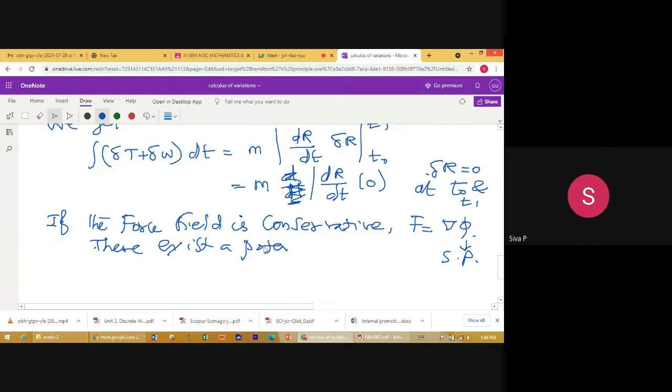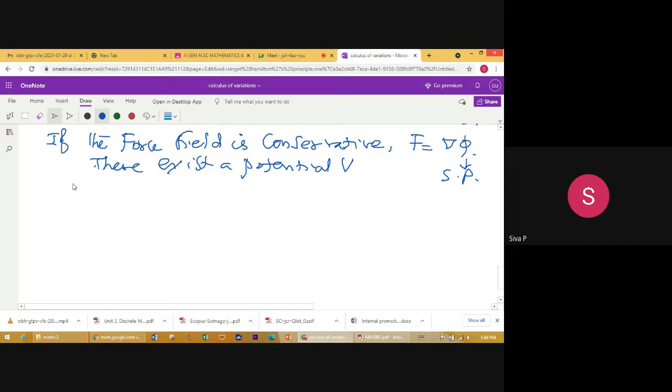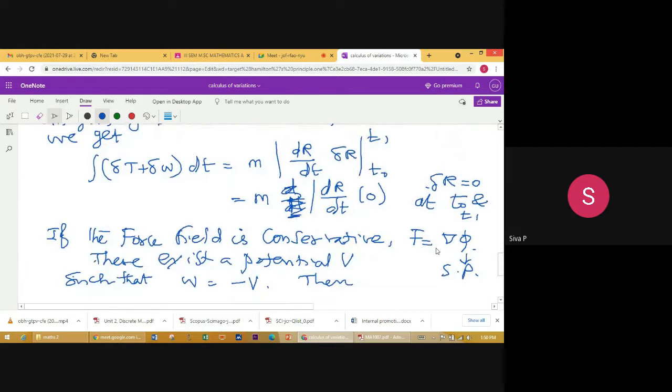There exists a potential V such that, already we have taken one potential W, such that W equal to minus V, then you take this as equation number 2: the integral of delta T plus delta W dt equal to 0, which is equation number 2.